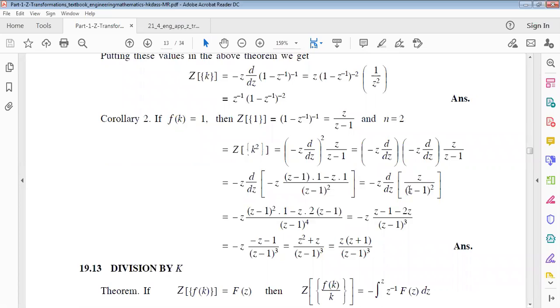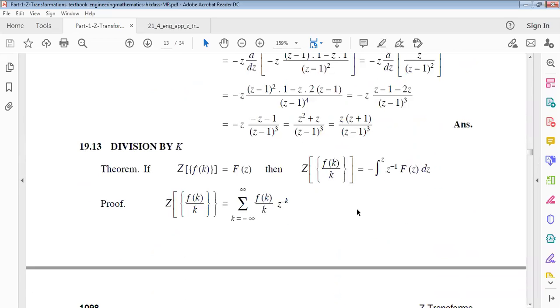So this differentiation can be written as v square in the denominator, and v into d/dx of u minus u into d/dx of v. Okay, u by v process. Then after calculation we get this one. So for the second order, n equals 2, we get this result. This is very important for you.